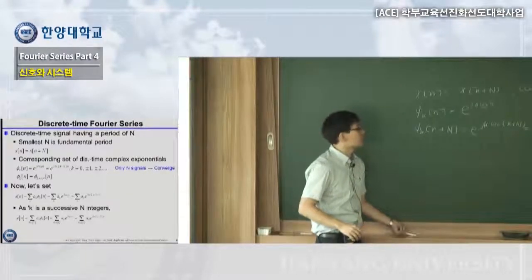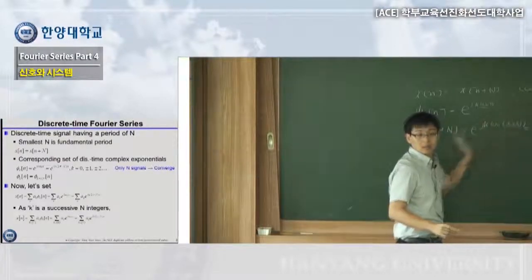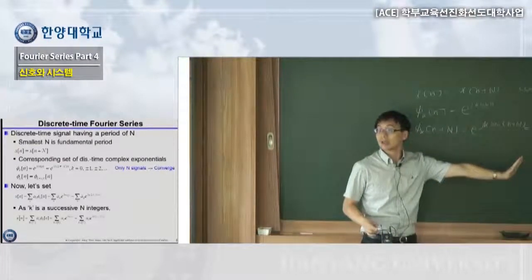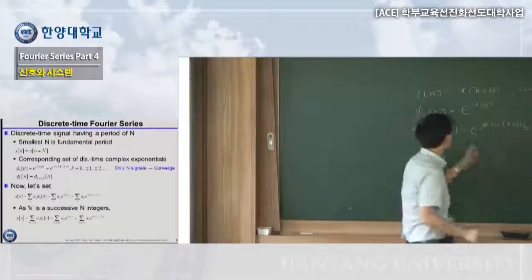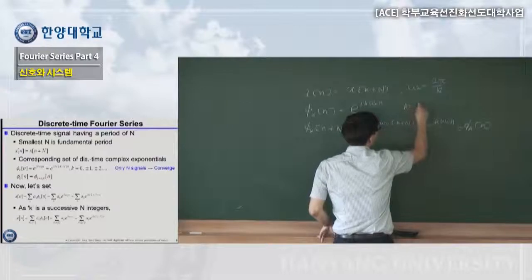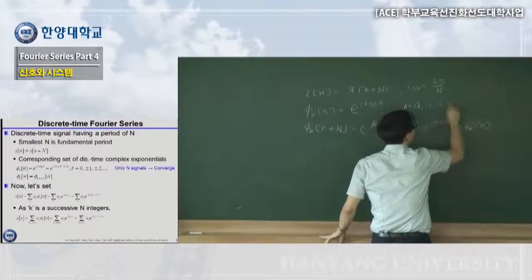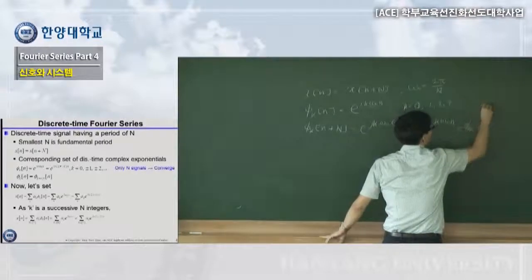So what it says here is they are repeating. They're repeating every n. That means in case of k here, there can be 0, 1, 2, 3, up to n minus 1.